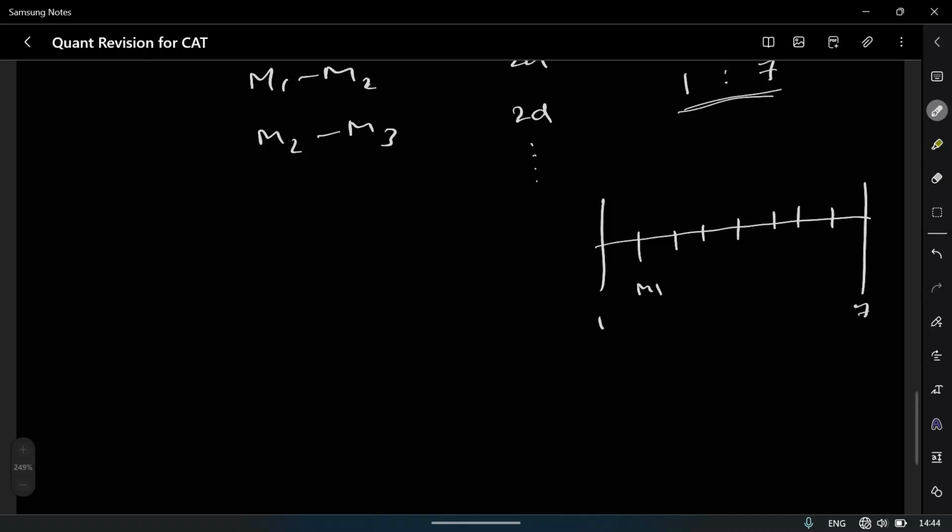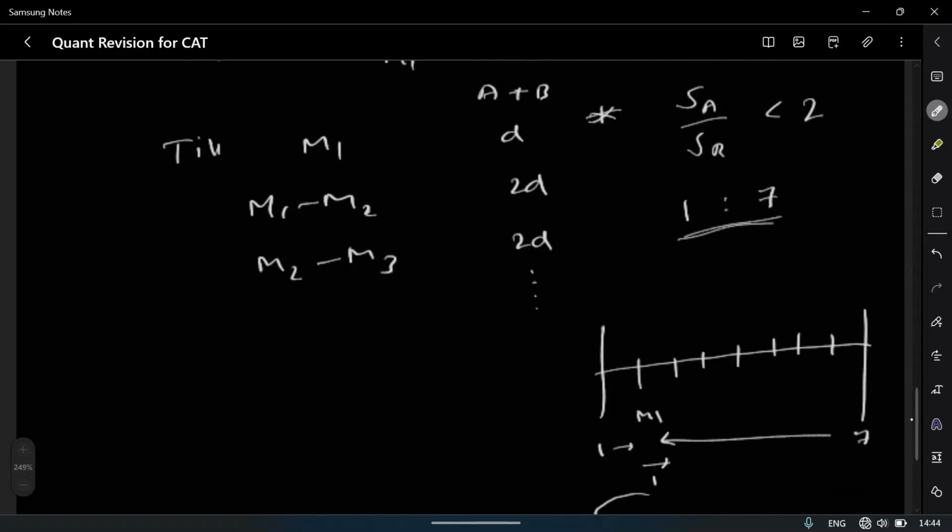So speed of A is 1. Speed of B is 7. So when A travels one part, B travels 7 parts. So what happens next is when A travels another 1 part, B will travel another 7 parts. So that means you cannot simply use this. For this, you have to do it manually only.